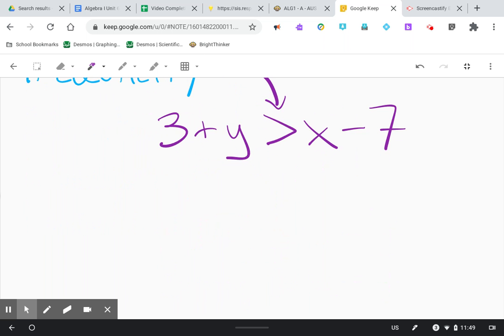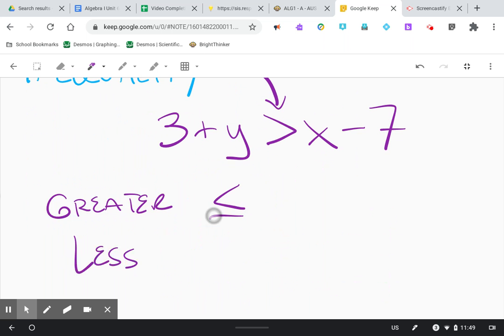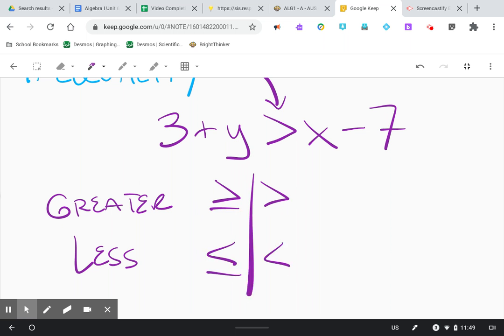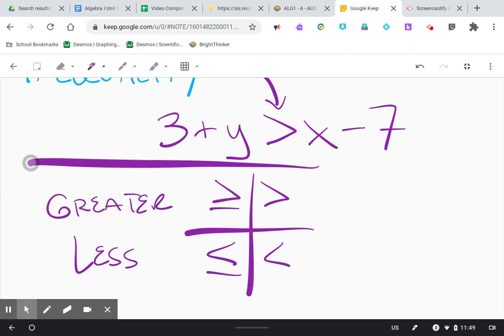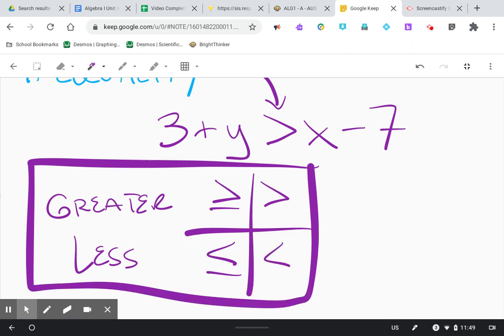The inequality symbols that you see are going to be your greater than or your less than, and then they will either be greater than or equal to, or less than or equal to, or without it. So these are the different kinds of inequality symbols that you'll see.